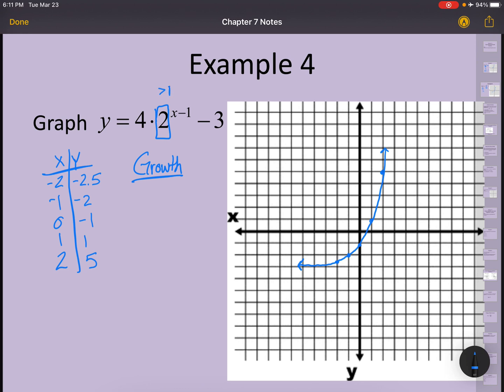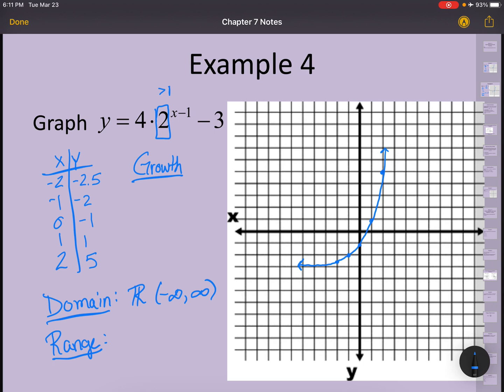Okay, and again, if we look at domain and range, domain, still all real numbers. We're hitting everything, the negatives and the positives. But the range this time doesn't involve 0 because now we're crossing the x-axis.